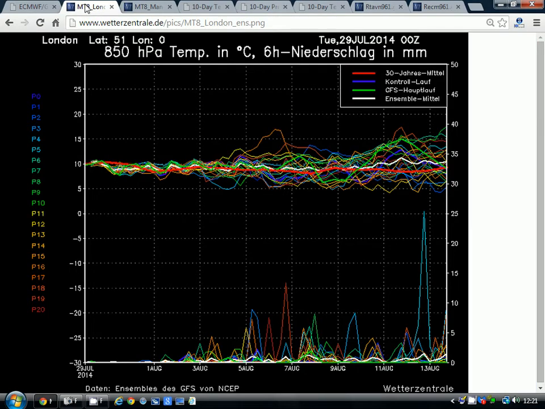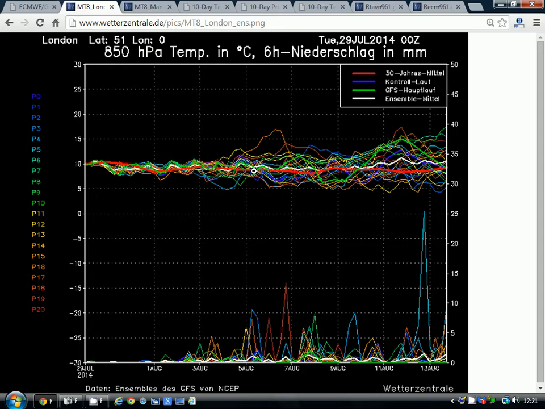These are the GFS temperature and precipitation ensembles for the next couple of weeks. We'll deal with the temperature first of all, and the thick red line here, not that easy to make out today. There's a thick red line which is the 30-year temperature average, and most members of the ensemble are clustering around the red line actually for the next week or so. So we're going to be near normal in terms of the upper air temperatures.